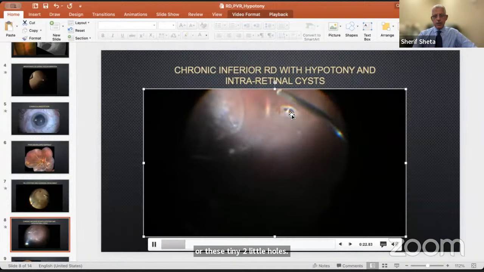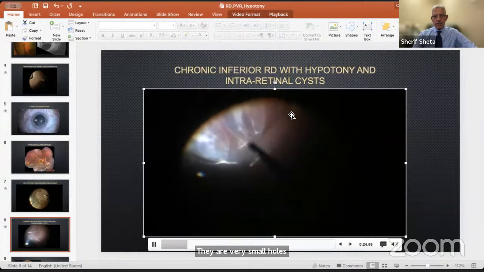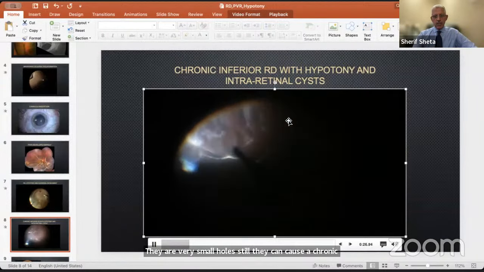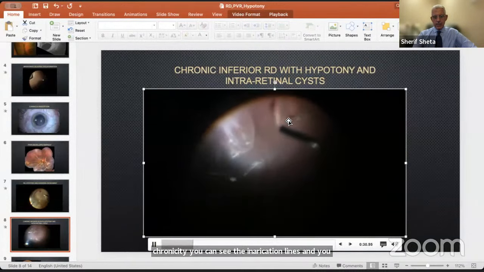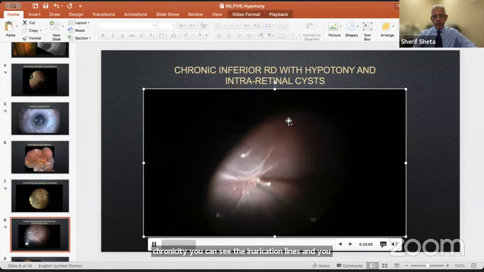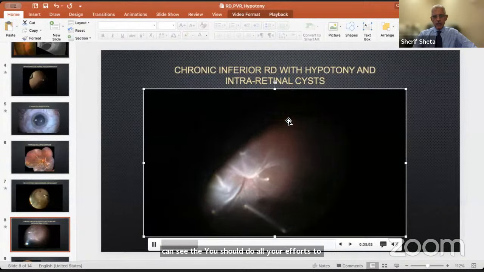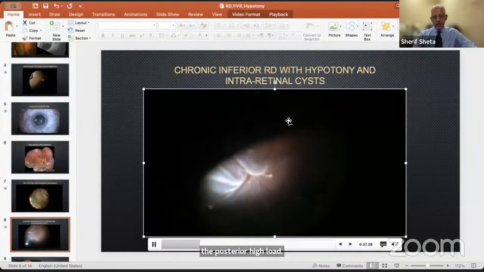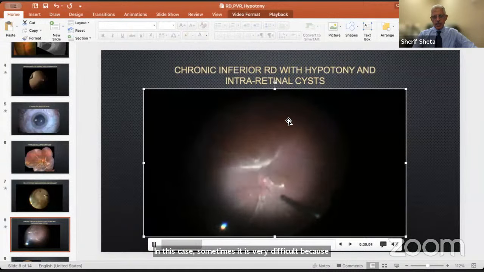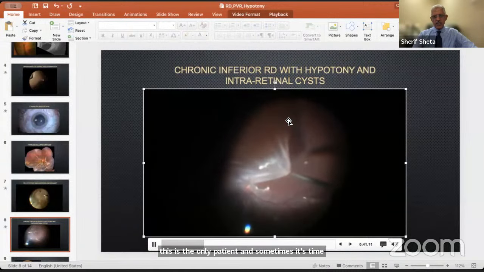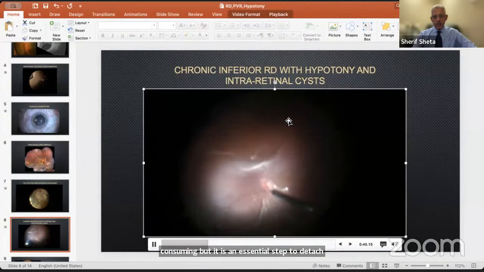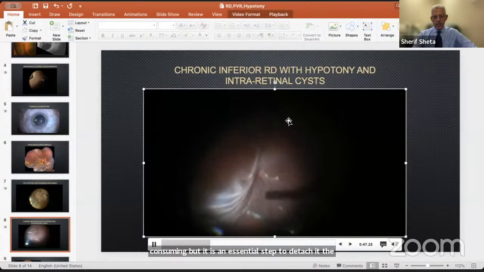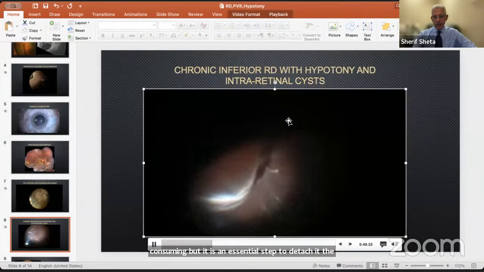Still, they can cause a chronic inferior retinal detachment, and due to the chronicity, you can see demarcation lines, and you can see the intraretinal cyst. You should make all your effort to remove the posterior hyaloid. In this case, sometimes it is very difficult because this is a young patient, and sometimes it's time consuming, but it is an essential step to detach the posterior hyaloid. Otherwise, you'll be punished by recurrence of the retinal detachment after the disappearance of the tamponading material.